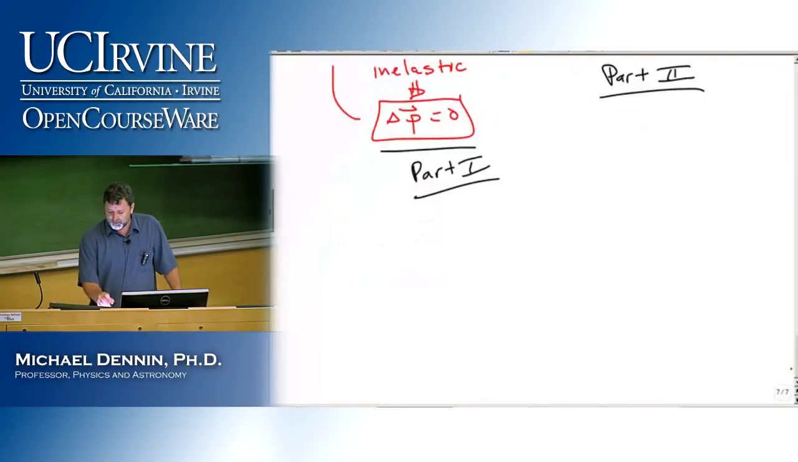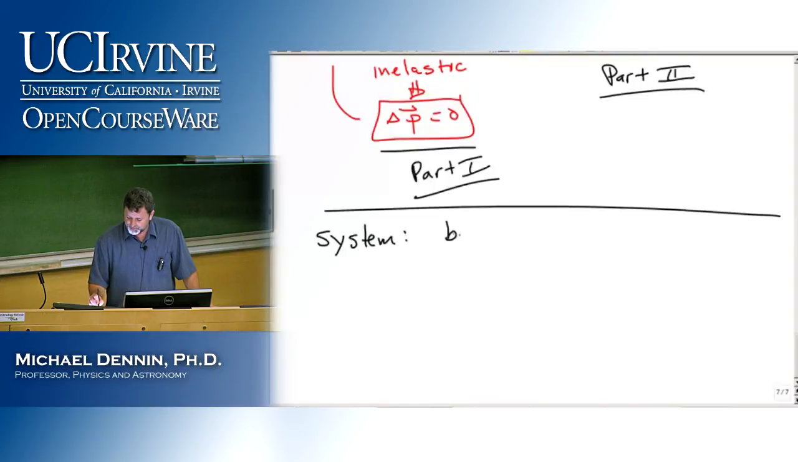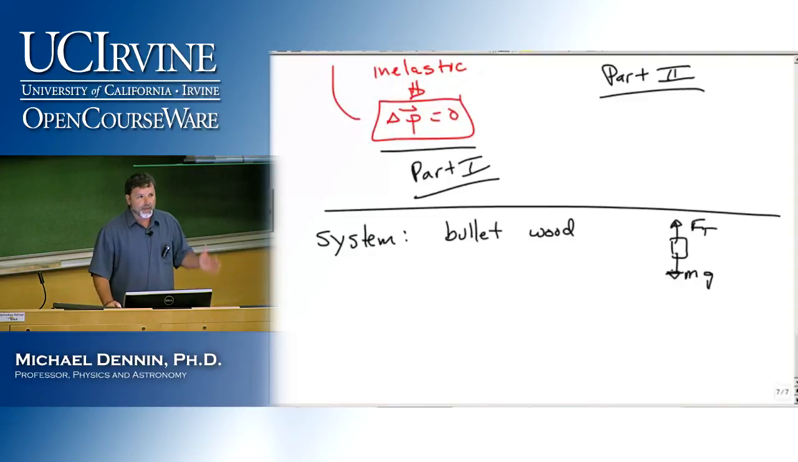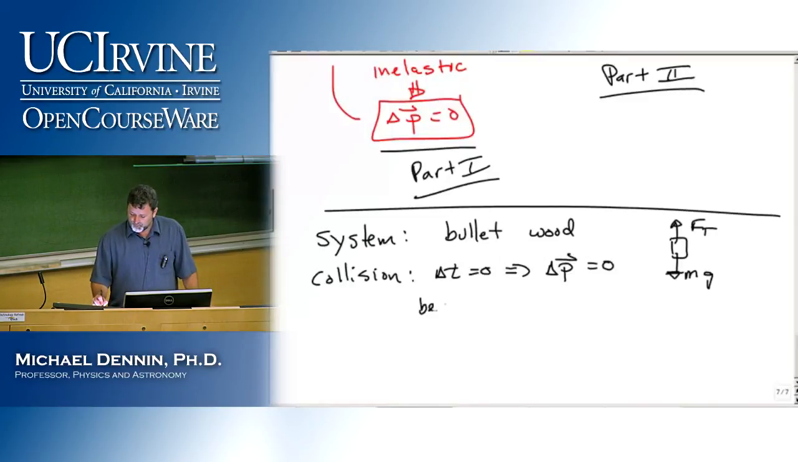Good. So now let's look at it. Part 1, we pick as our system the bullet and the wood, because we're going to conserve momentum. If I did a free body diagram on that system, we have the tension and the mg down. But that's OK, because we're looking at a collision where delta t is basically 0, so I can conserve momentum. So I'm going to do my before and my after.